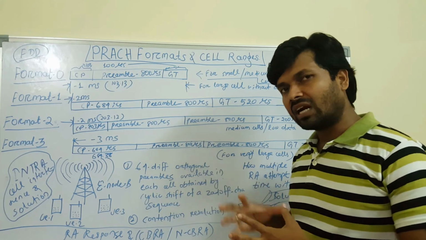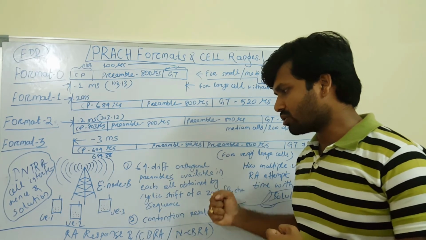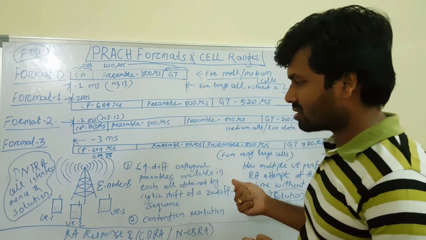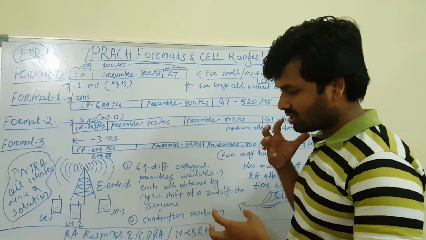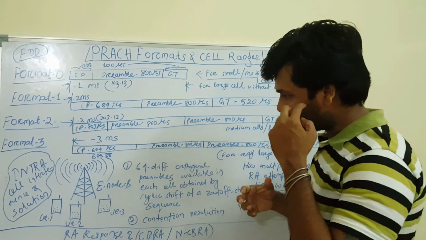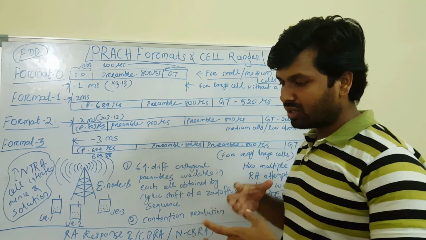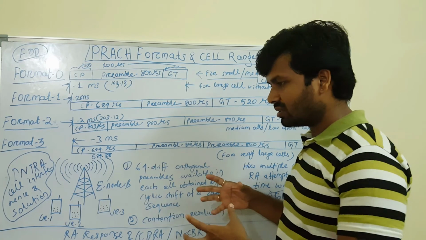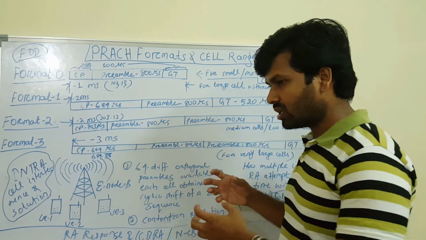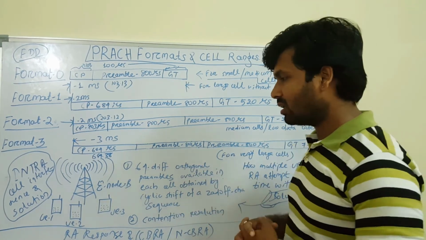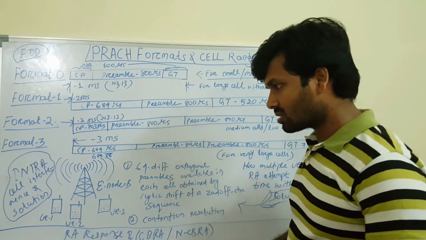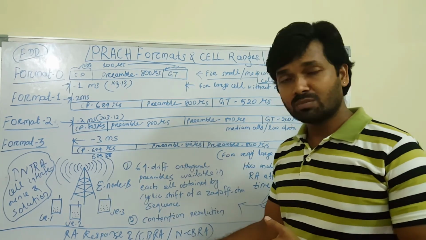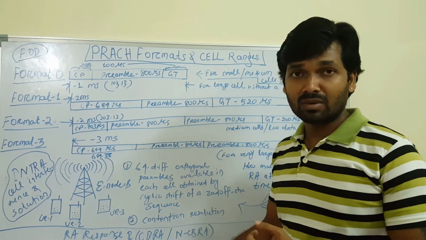If after that we still have a chance of collision, how to resolve that? That is resolved by the contention resolution process. When the Node B gives the access grant, or allows the UE, or shares the details in the downlink shared channel, at that time the UEs get clear information that they have been allowed with that preamble. We'll see that in detail in the next class, where we will discuss the random access response, contention based random access and non-contention based random access.